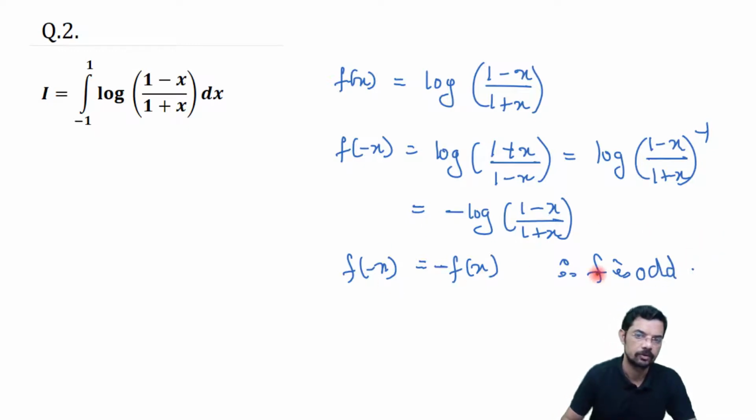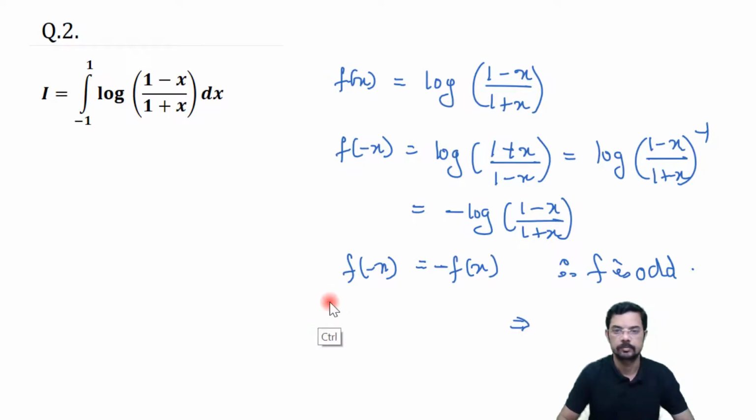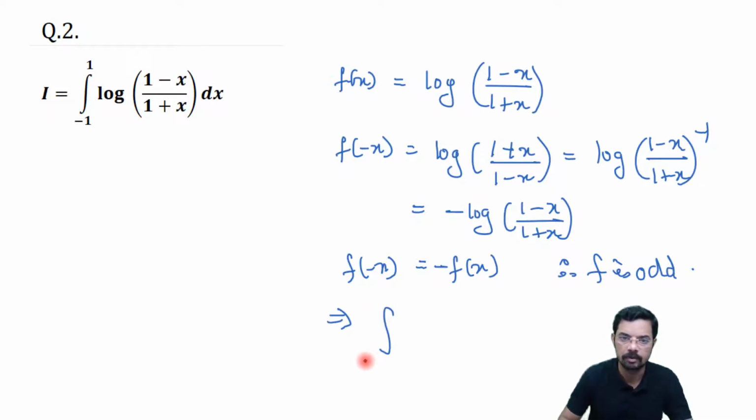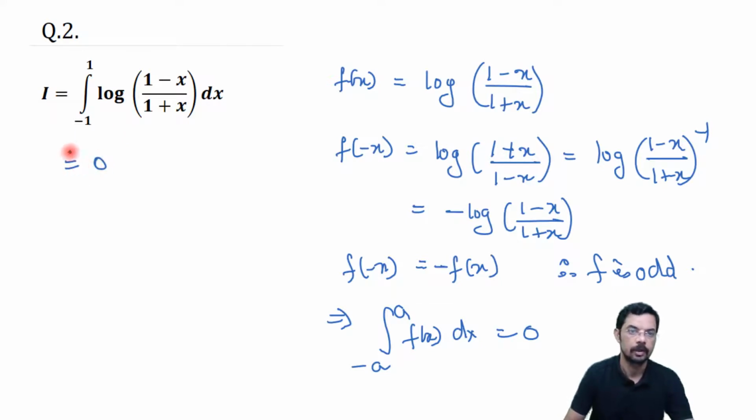And if f is odd, this implies that the integral from minus a to a of f of x dx will be equal to 0. So this value also will be 0. Next question.